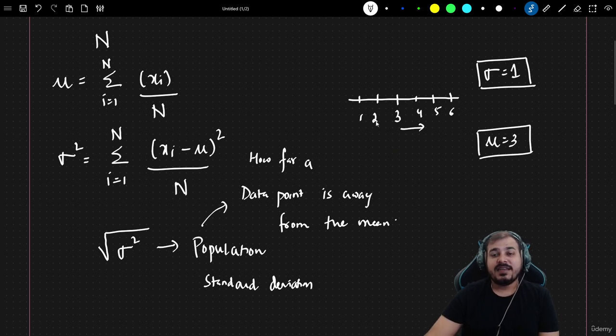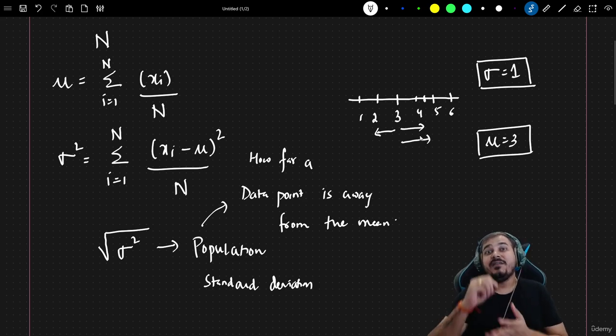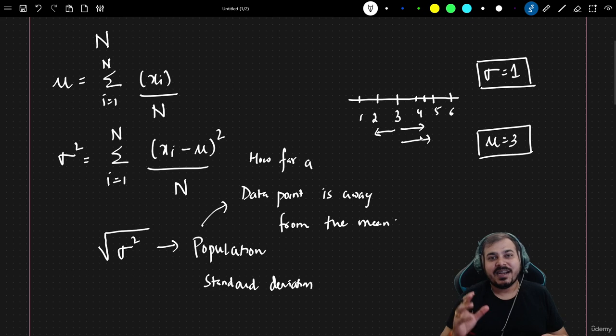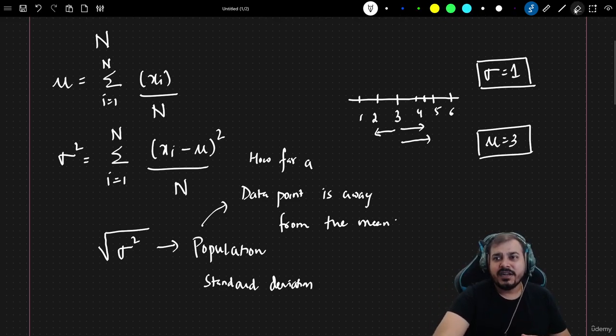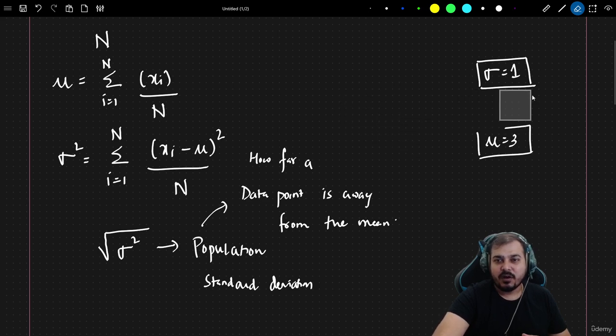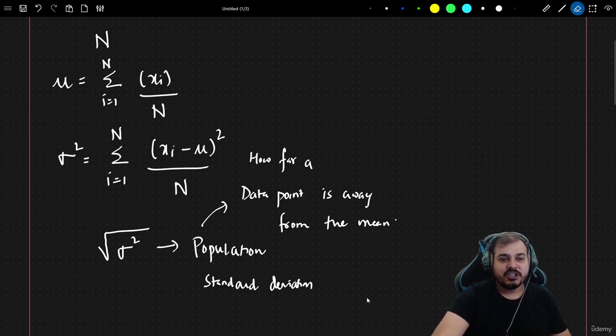If I ask about the data point 2, how far away it is from the mean, I'll say 2 is 1 standard deviation to the left of the mean. If I want to talk about 4.5, which may fall somewhere here, then it is 1.5 standard deviations away from the mean. So this is saying how far a data point is away from the mean, and the unit we use is standard deviation. This many standard deviations we are away from the mean. I will discuss it more in depth, but let's go and revise this specific formula. This is my population standard deviation.